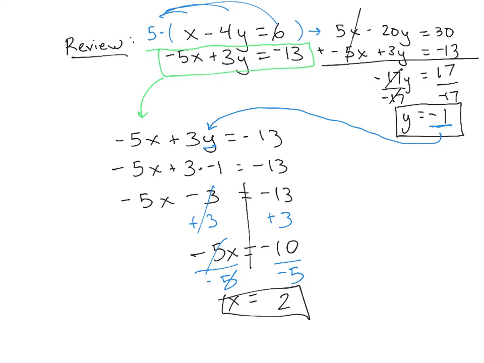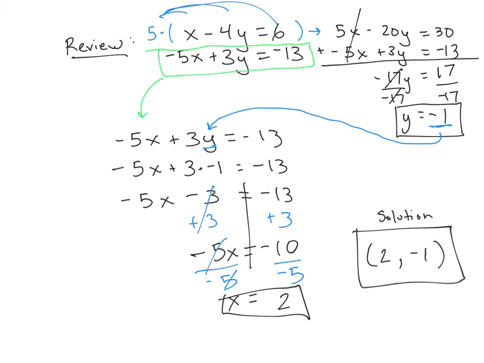Then once I have my x and my y, I'm always going to write my answer to these systems of equations as the point of intersection. So I'm going to write it as a coordinate point x comma y, which in this case would be positive 2 for x, comma, negative 1 for y. So this would be my solution here.